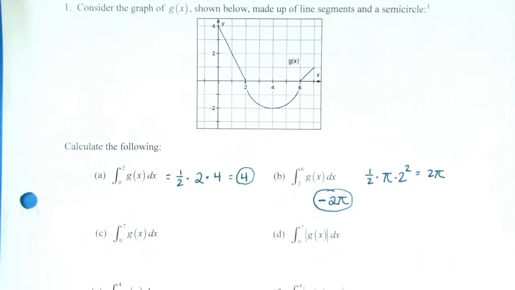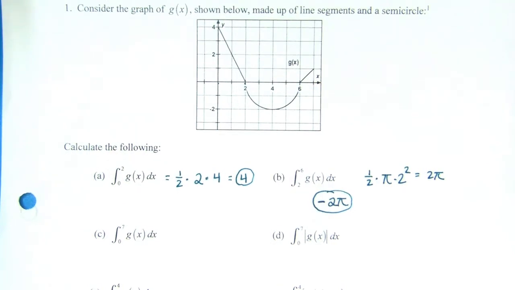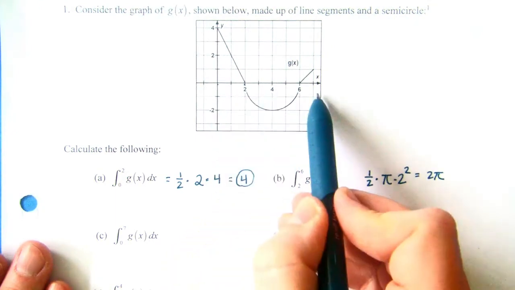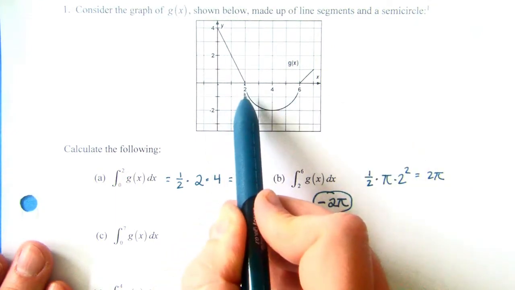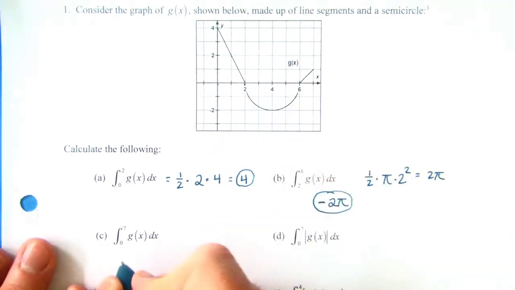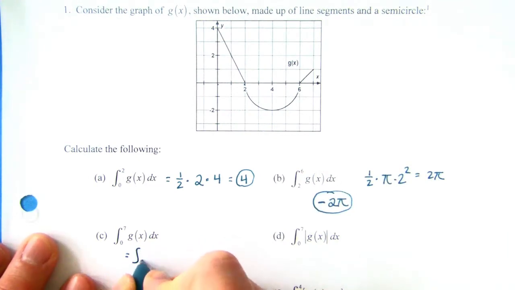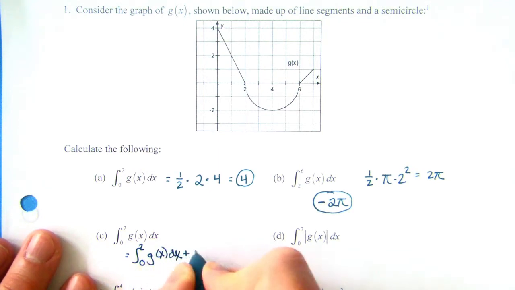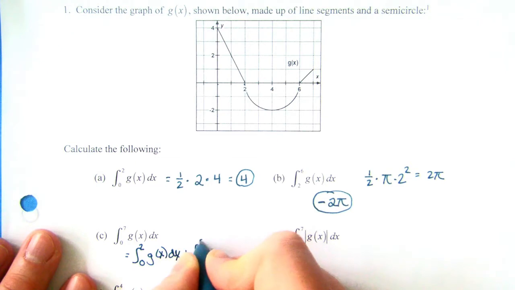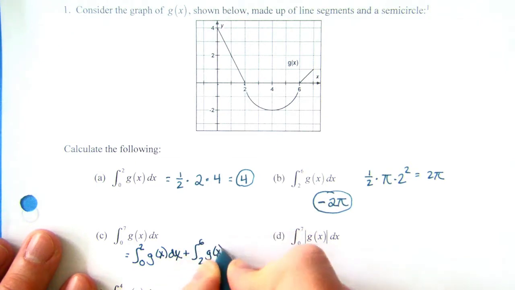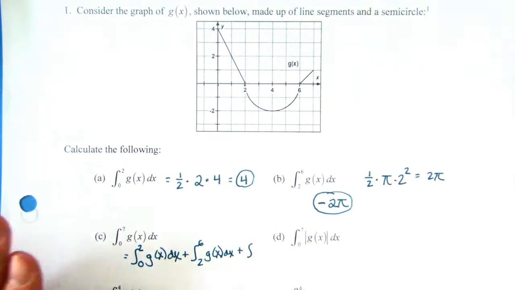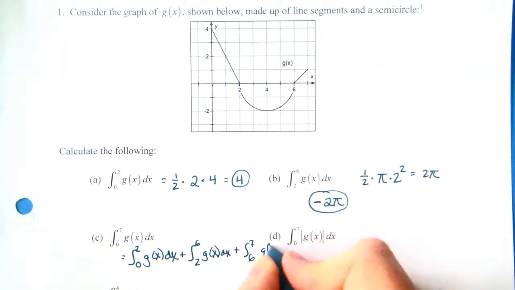Letter C is an example of that property that says, instead of going from 0 to 7, because that's pretty involved, how about I just go from 0 to 2, and then 2 to 6, and then 6 to 7? It's kind of like I want to split this into 3 different integrals. The integral from 0 to 2 of g of x dx, plus the integral from 2 to 6 of g of x dx, plus the integral from 6 to 7 of g of x dx.